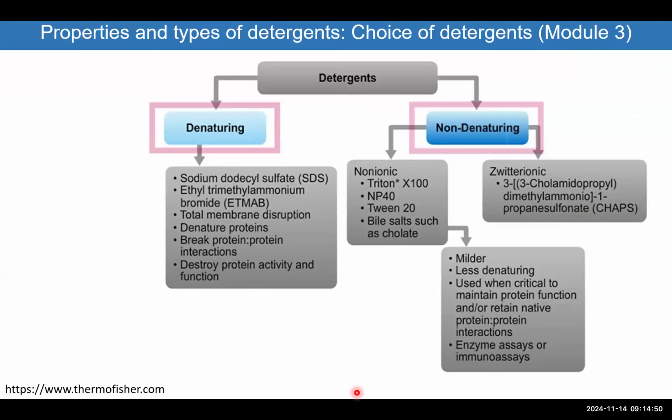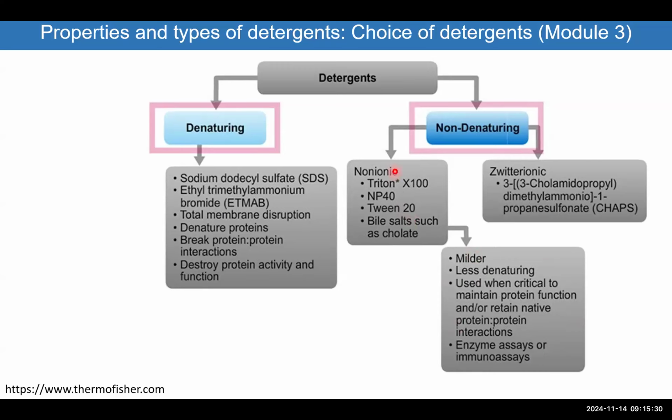Then we also discussed that depending on where you are extracting proteins, you will decide on the type of detergents you're going to use. If you want to use a denaturing reagent, the most used is sodium dodecyl sulfate, which is mostly known as SDS. And if you want to use a non-denaturing reagent, this would be non-ionic, like we discussed about Triton X, NP-40, or Tween. So this will be a little bit less harsh.